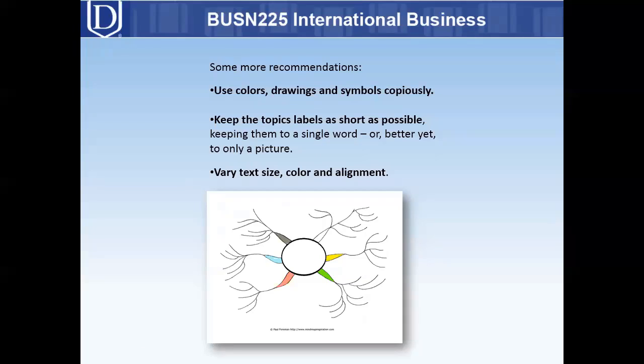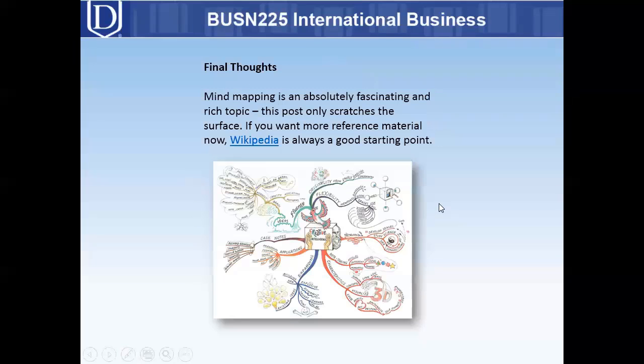So, some recommendations. Use colors, drawings, and symbols copiously. Keep the topic labels as short as possible, keeping them to a single word, or better yet, to only a picture, and vary text size, color, and alignment. Mind mapping is an absolutely fascinating and rich topic. This post only scratches the surface.